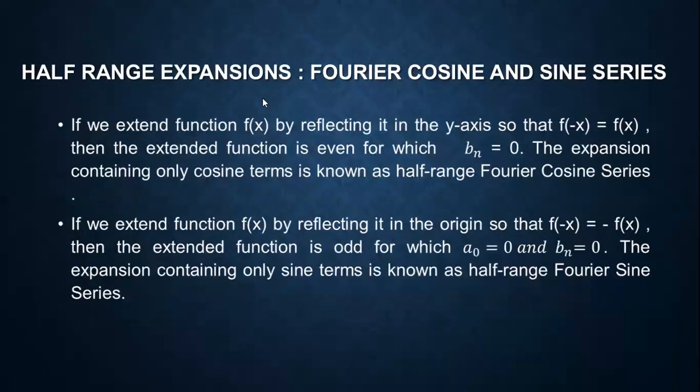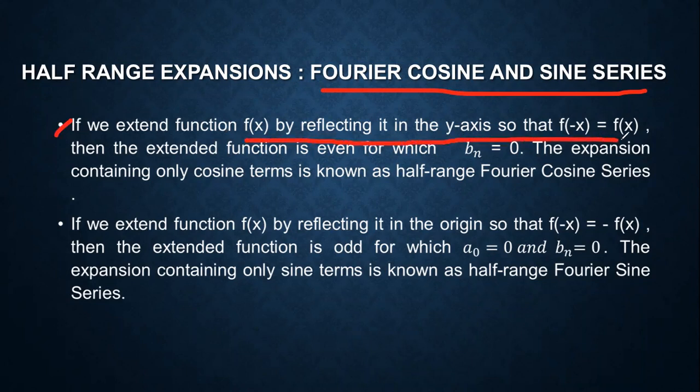Okay, so now we will see the Fourier cosine and sine series. We expand the function f of x by reflecting it in the y-axis, so that f of minus x is equal to f of x. Then the extended function is called an even function.